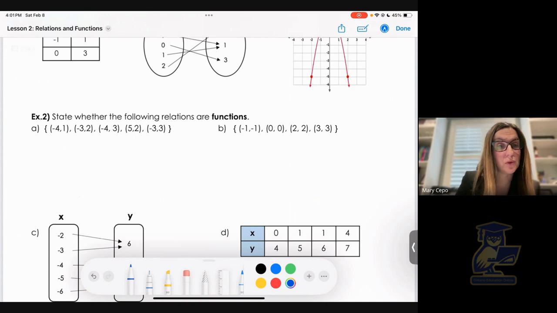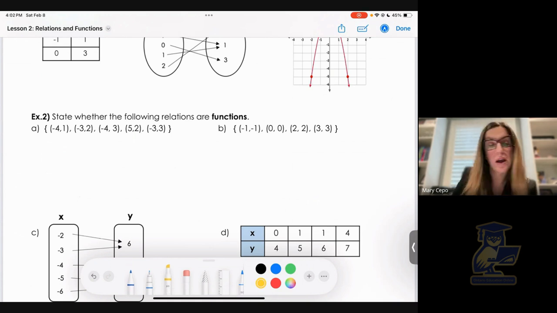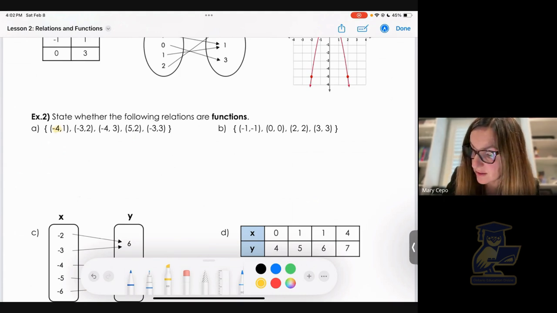Looking at example 2, state whether the following relations are functions. Keep in mind, if a relation is considered a function, each value of X has a distinct value for Y, meaning your X value does not repeat. A quick way of checking is, again, I suggest highlighting, going through your ordered pairs and checking to see whether any X values repeat.